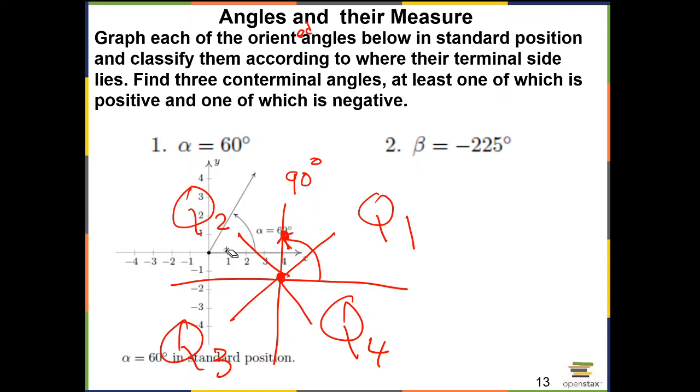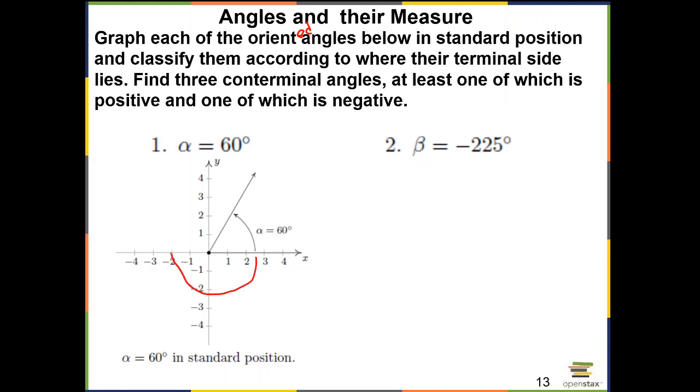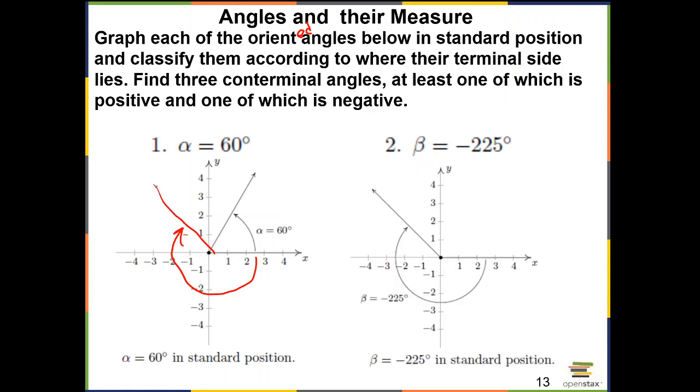So let me erase all that. So the graph of this 60 degrees is right here because it's positive, it's counterclockwise, right? Negative 225, we have to start from here. This is 180. How much more do I have to go? 245 more. So it's going to be right there, right? So that's the terminal side. That's what it is, negative 225.